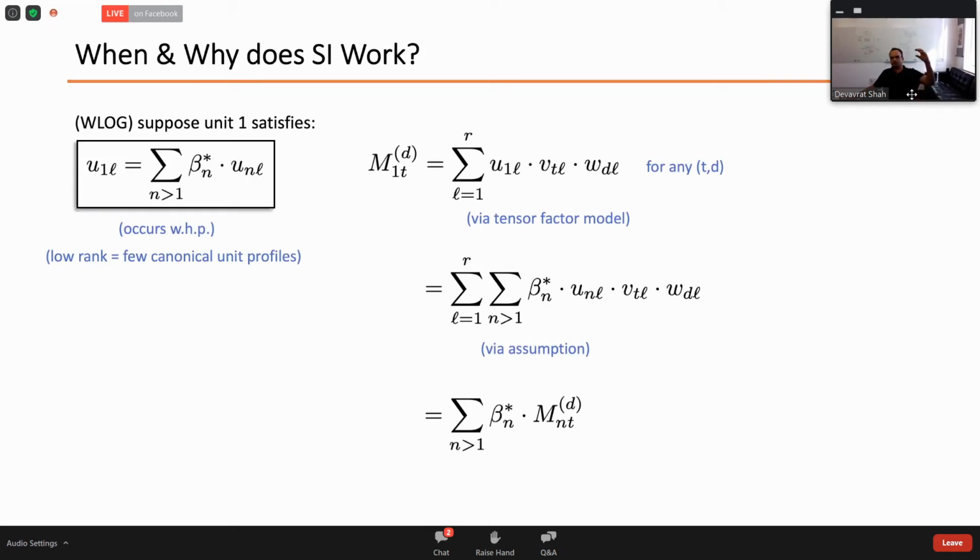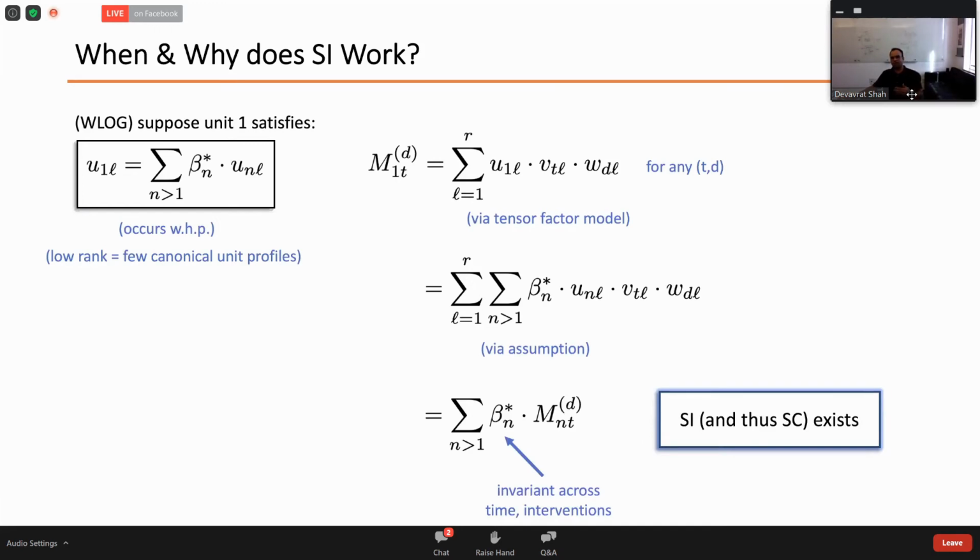That's why the relationship learned pre-intervention holds true under different intervention. And this is exactly what we mean by synthetic intervention works and exists. And in a sense, as a special case, this also argues that synthetic control exists, which is traditionally assumed as an axiom in the synthetic control literature.